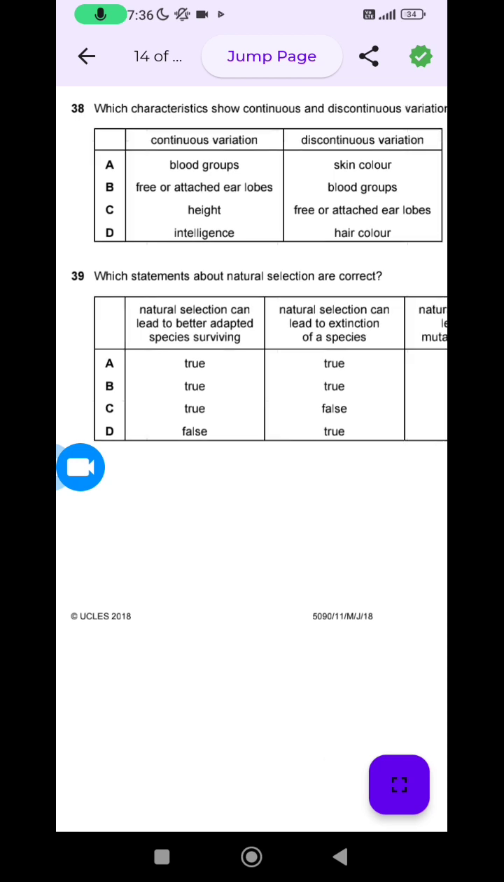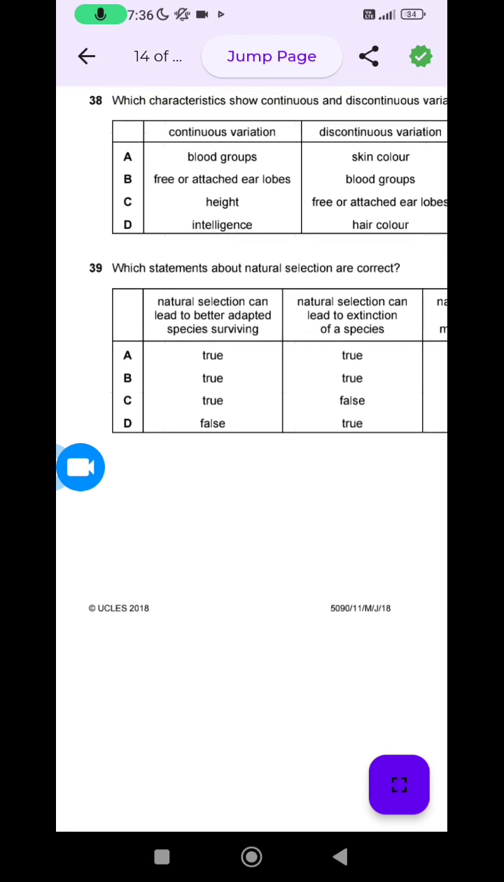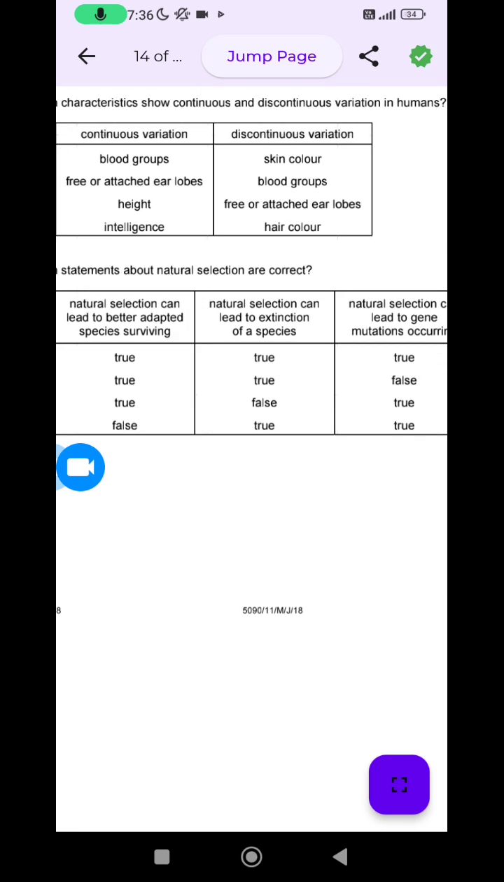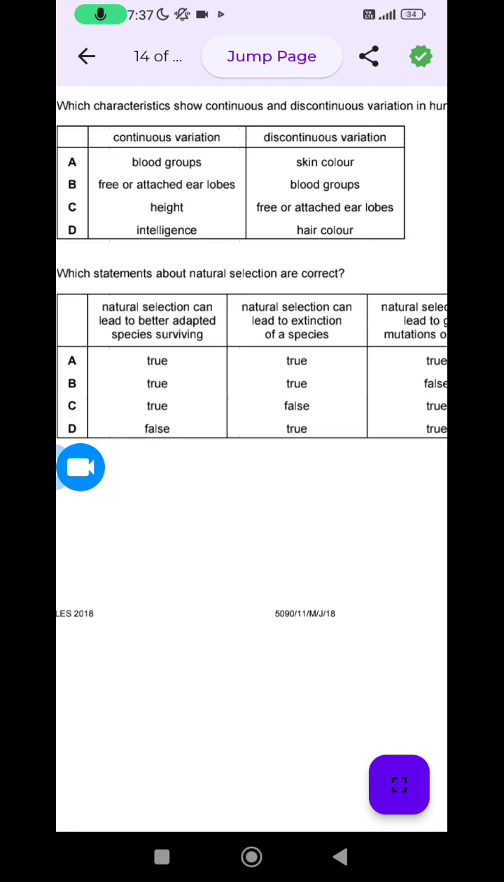Which statements about natural selection are correct? Natural selection can lead to better adapted species surviving. Yes, it can, because the better adapted species live and the other ones over time their population decreases, so it can lead to better adapted species surviving. True. Natural selection can lead to extinction of a species. Yes, of course, the species which are well adapted survive. The ones that are not, over time they die, so it leads to the extinction of a particular type of species. So this is also true.